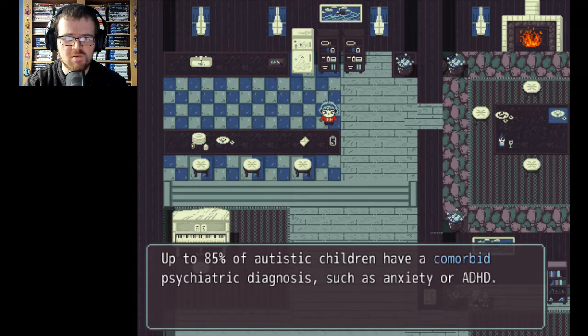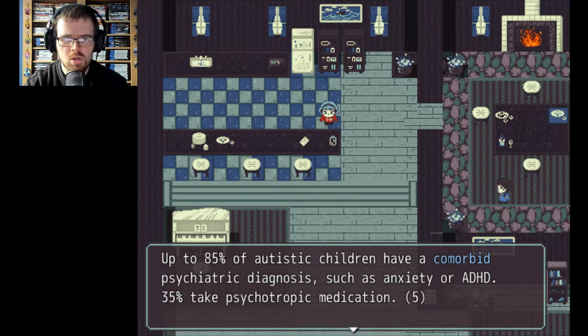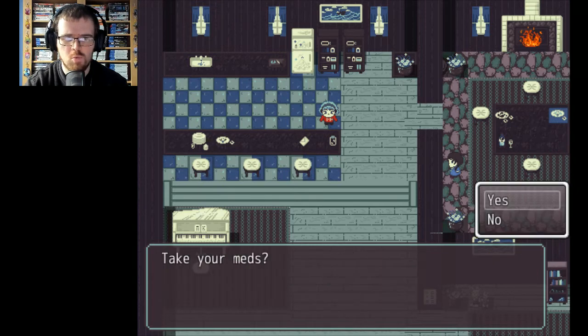Up to 85% of autistic children have a... what on earth is that word? Comorbid psychiatric diagnosis such as anxiety or ADHD. 35% take psychotropic medication. Yes, yeah, still with these numbers in brackets, I'm not sure what they represent.